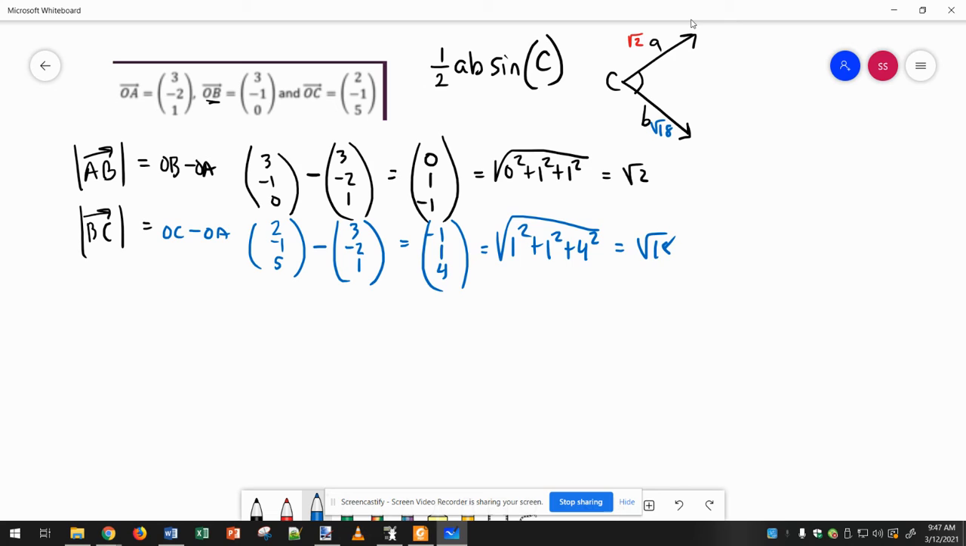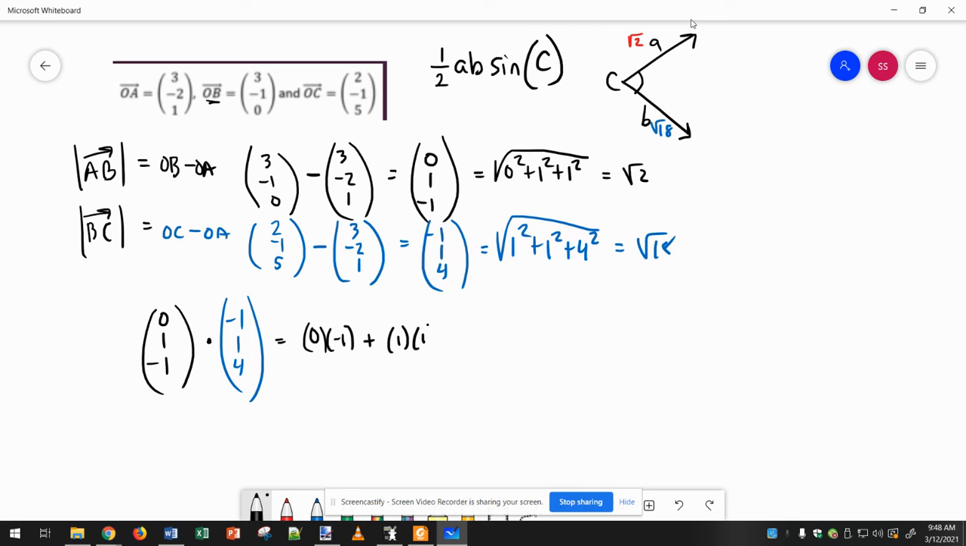Now, to find the angle in between, we need to do the dot product of those two vectors. So 0, 1, -1 times -1, 1, 4. Okay, and that's going to give us the dot product. So 0 times -1 plus 1 times 1 plus -1 times 4. That's going to give us 0 plus 1 minus 4. So that's -3. Let's double check that. 0 plus 1 plus -4. -3.